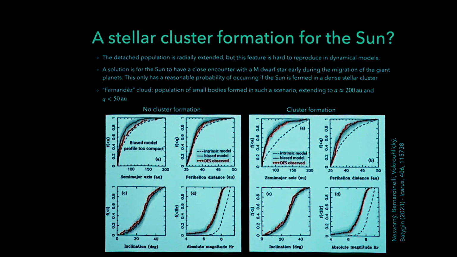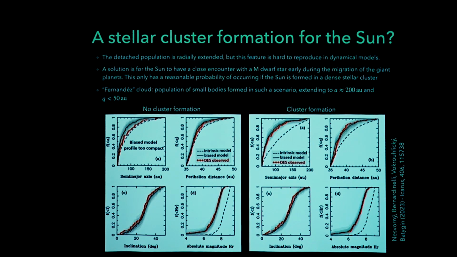Another interesting thing that we were able to do for the detached population is that because this is a very large sample size, we were able to actually do some interesting dynamical modeling. So this is a model from David Nesvorny that used basically just the known solar system, and it was not able in any way to reproduce the radial profile of the detached population. That's the image on the left here. However, if we start the solar system with a close encounter with a star early on, this will increase the radial distribution of the detached objects. And it looks like it matches the data pretty well.